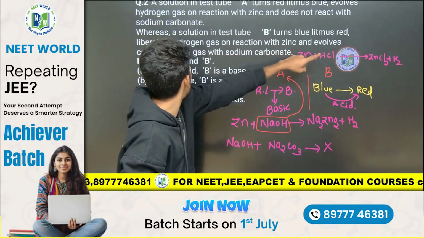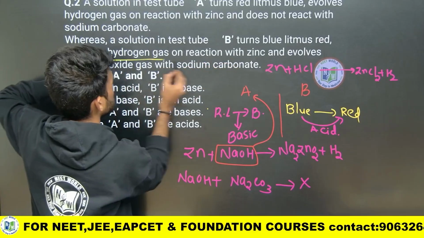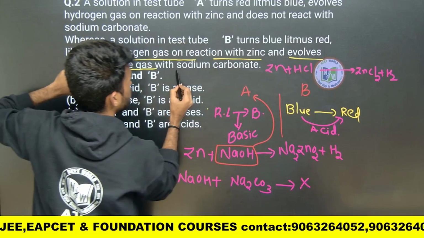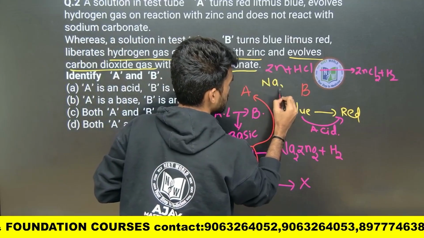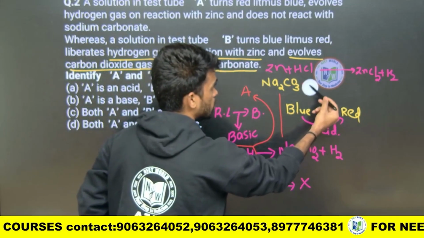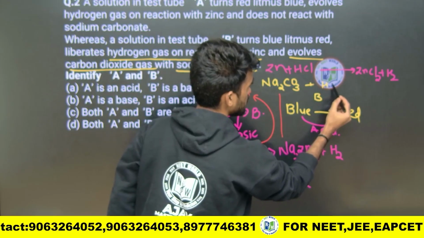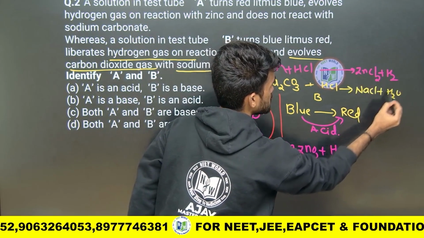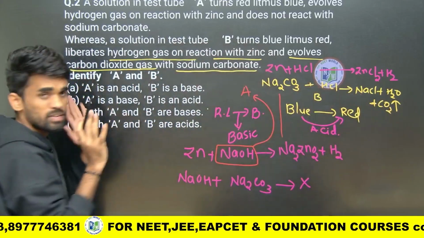So it evolves hydrogen gas with zinc, and it evolves carbon dioxide gas with sodium carbonate. Just now we have seen sodium carbonate; I have also shown you this reaction in question number 1. Now it is reacting with HCl, producing NaCl plus H2O plus CO2 gas, which is liberated in this process. So this is also perfectly right.